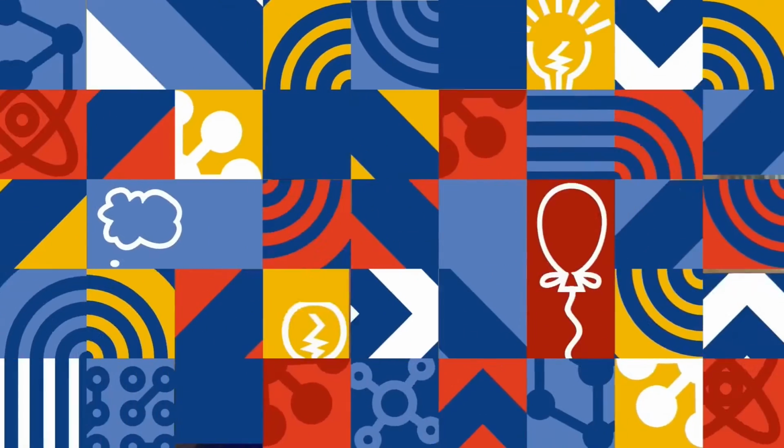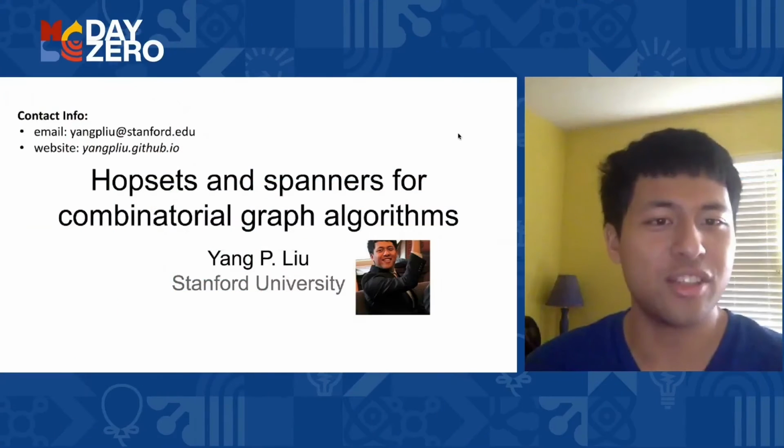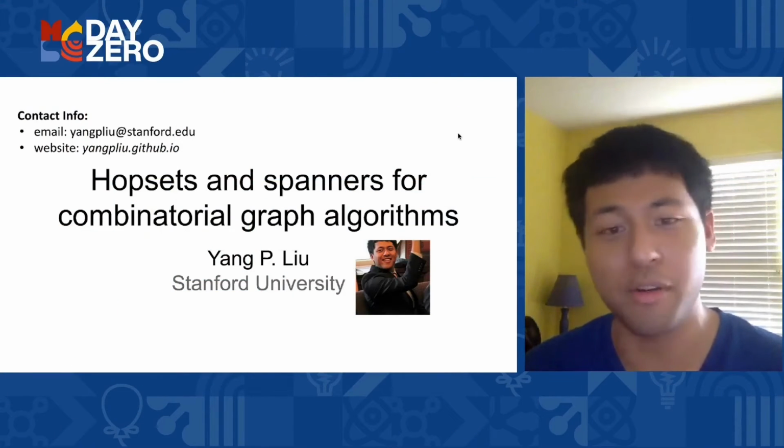And today I'll be telling you about some very interesting algorithms, about some combinatorial objects called Hopsets and spanners, and their applications to some recent work on combinatorial graph algorithms.